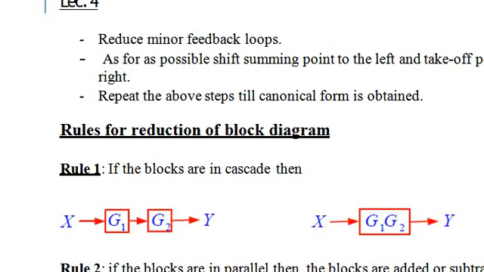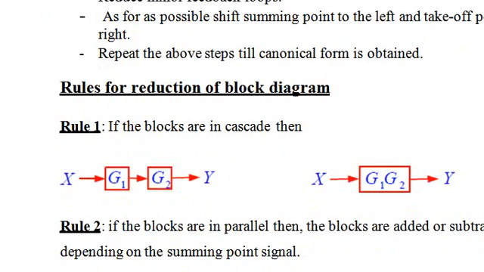First we will see different rules for reduction of block diagrams. First rule: if the blocks are arranged in cascaded form, then we have a simplification like this. Here the blocks G1 and G2 are in cascade with input X and output Y. Now we take these two blocks as a single block with the multiplication of the two gain values, G1 G2.